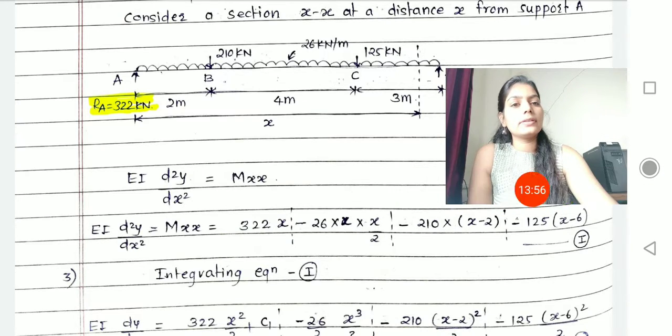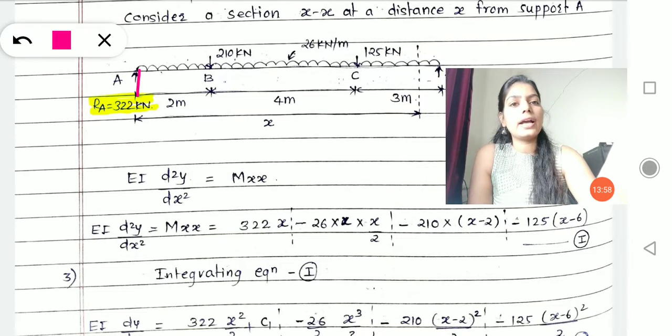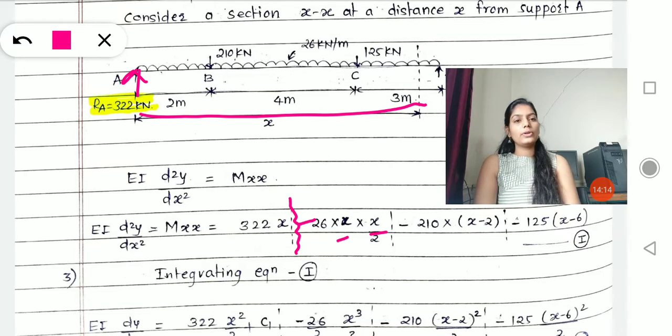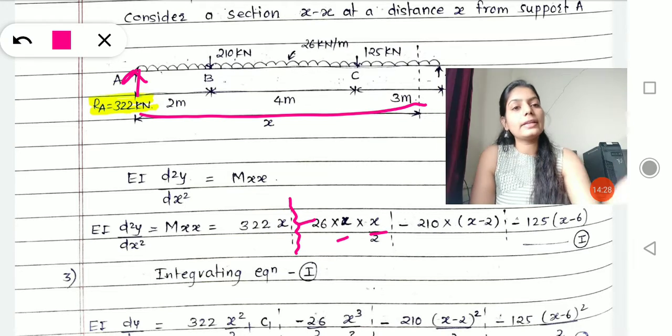So see here, reaction RA into x. Then this uniformly distributed load, first component is over, right? Then negative 26 into x by 2. Okay, if 26 into x by 2 is my UDL, why have I taken x by 2?